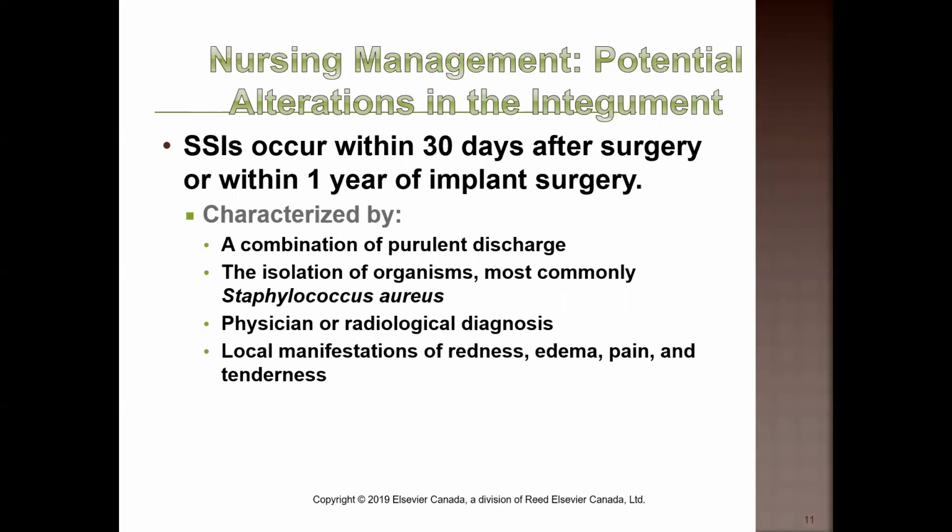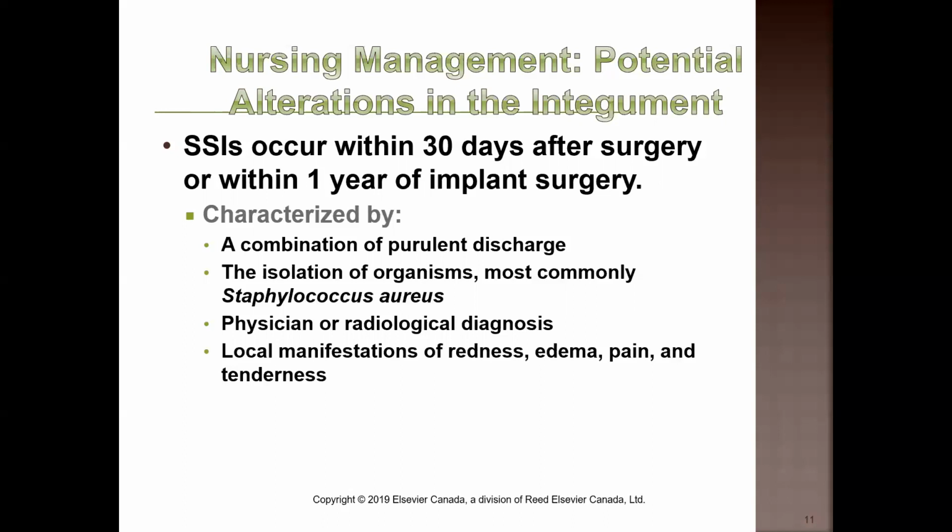When we think about complications within 30 days after surgery or within 1 year of implant surgery, it's really important that we look at the potential problems associated with that, right? So when we look at skin or integument issues, we want to watch for purulent discharge and look at what kind of organism is causing that infection. Most often it's staph, and we need to be aggressive in treating that.